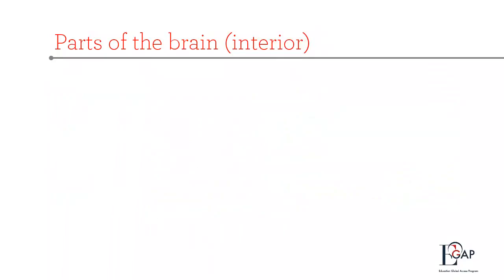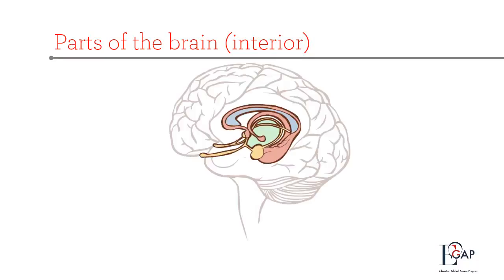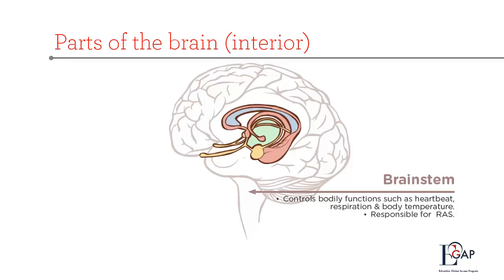Now, let's take a look at the interior part of the brain, the areas we would have to cut down past the surface to see. The brainstem here is the deepest part of the brain. The brainstem is where bodily functions such as heartbeat, respiration, and body temperature are monitored and controlled. It is also responsible for keeping the brain alert and ready to process information or make your body react to something through a process called reticular activating system, or RAS.